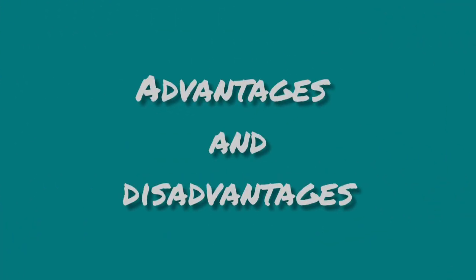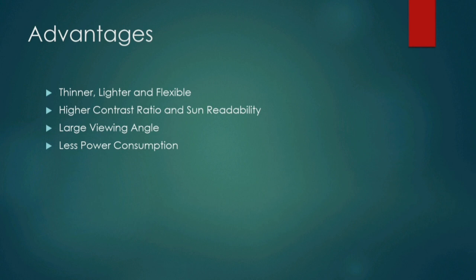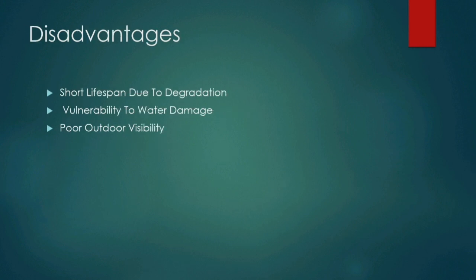After knowing about its working, let us now know its advantages and disadvantages. In advantages, AMOLED is thinner, lighter, and flexible. They have a higher contrast ratio and sun readability with a large viewing angle and less power consumption. However, in disadvantages, they have a short lifespan due to degradation, vulnerability to water damage, and poor outdoor visibility.